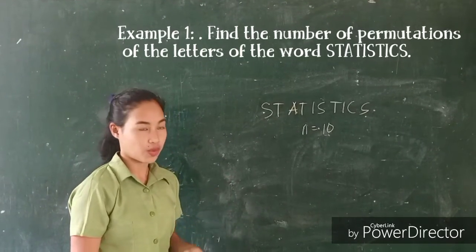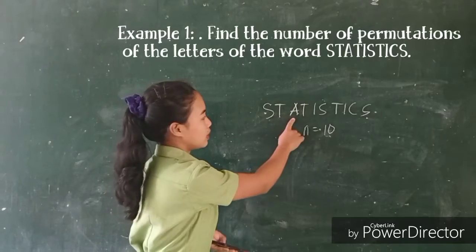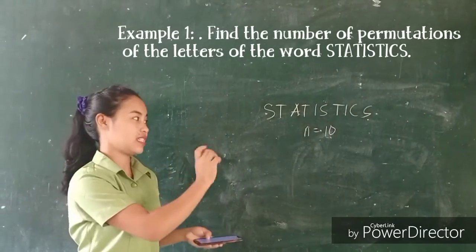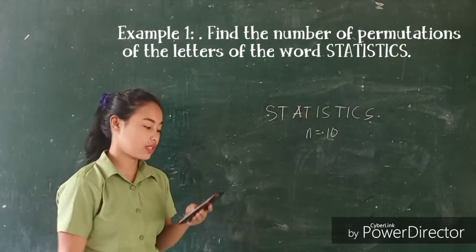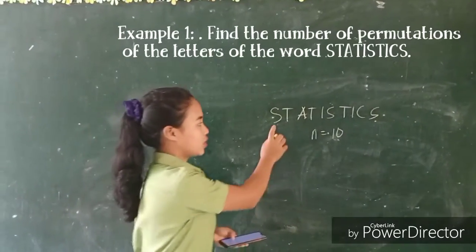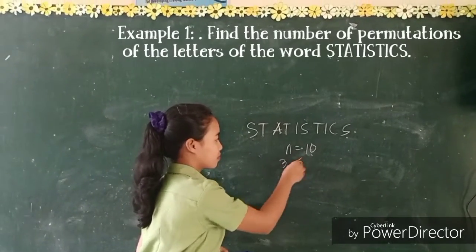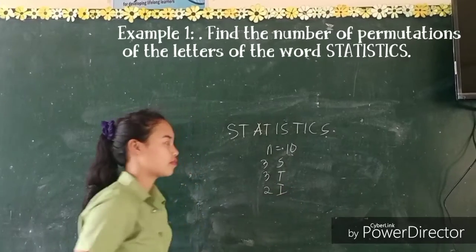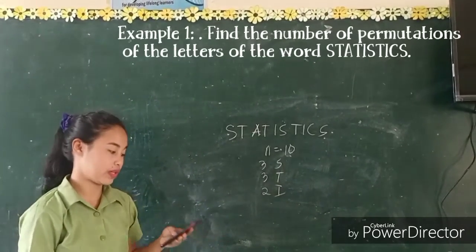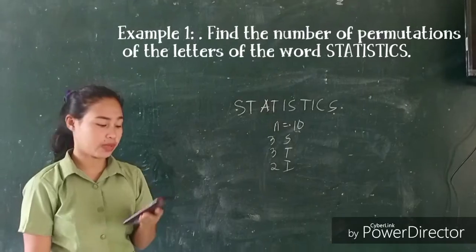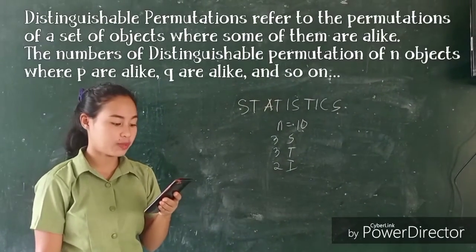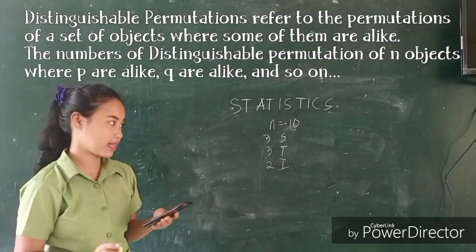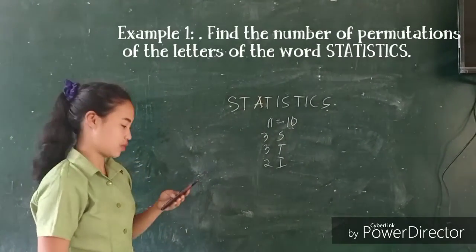There are 10 letters of the word. We have 1, 2, 3, 4, 5, 6, 7, 8, 9, 10. So our N is 10. However, we have to take consideration that there are 3 S, 3 T, and 2 I. That is what we call distinguishable permutation. So when we say distinguishable permutations, it refers to the permutations of a set of objects where some of them are alike. Nga ang iban sa ila parehos.